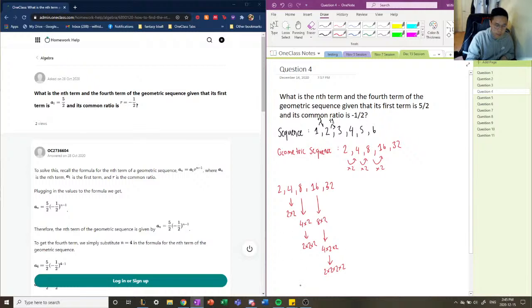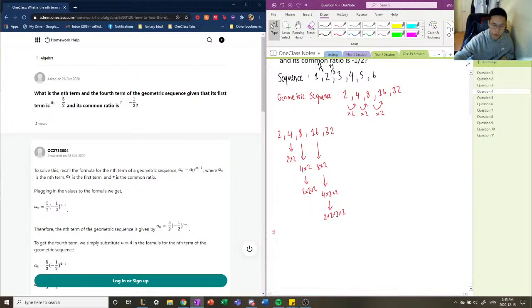So if I were to write the general formula for each term in the sequence, it would be this, okay? We would have the term that we're looking for, which is an, and it would be the first term of our sequence times the common ratio to the power of n minus 1.